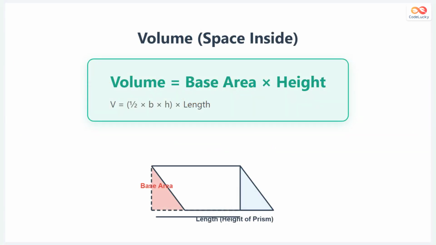Now for the volume, which is the amount of space inside the shape. The formula is simple. Take the area of the triangular base and multiply it by the length or height of the prism. So volume equals base area times length.